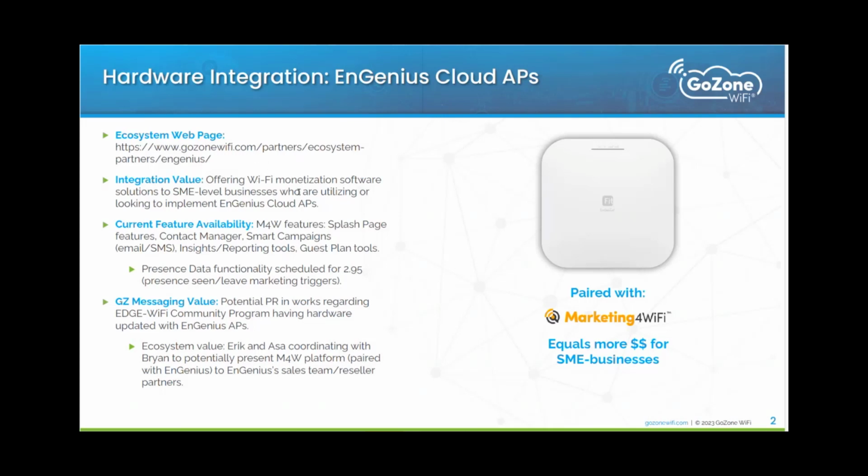Current feature availability. Just to run through that real fast: our splash page features, our general captive portal tool, social sign-ins, form builder, etc. Those are all available with this hardware integration. Our contact manager tool is also available, as well as smart campaigns. That also includes smart triggers for email and SMS, as well as our scheduled campaign tools utilized through Contact Manager, general insights and reporting tools, and then guest plan tools.